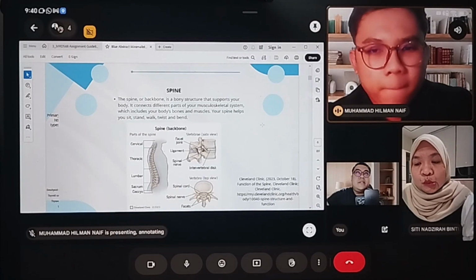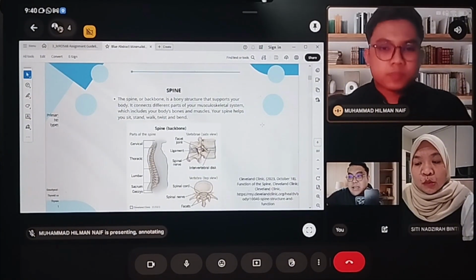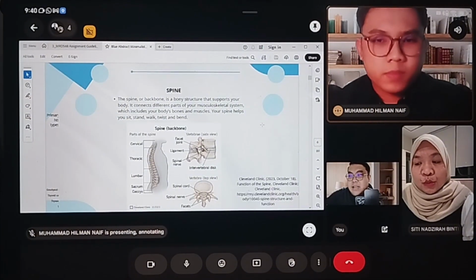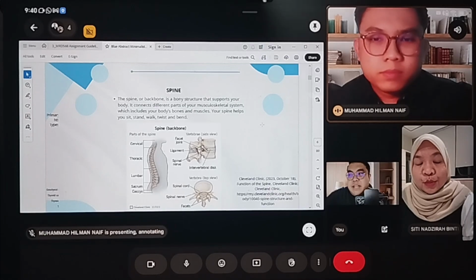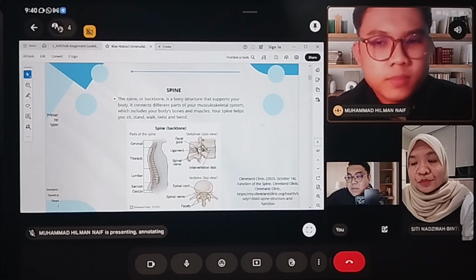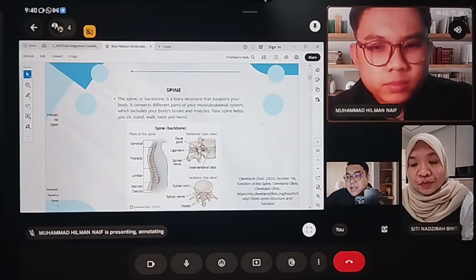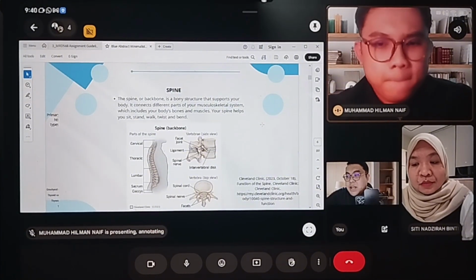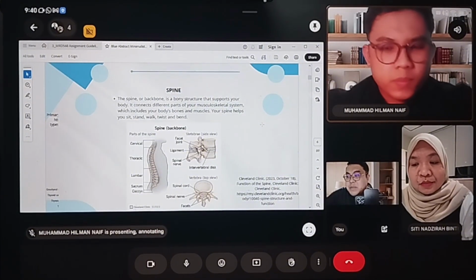Focus more on explaining the image naturally and confidently, and you need to have audience engagement. Okay. So good. Nazira, can you continue with your section for the patient preparation?